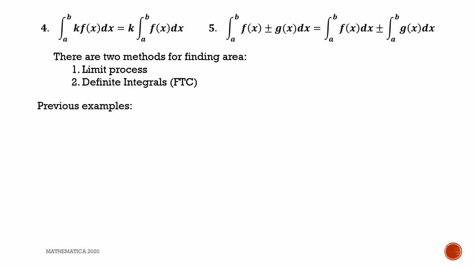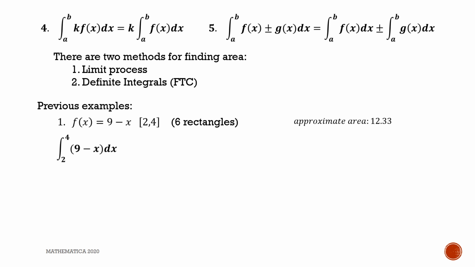So let's take a look at some previous examples done in other videos. We evaluated this last function in the previous video, and we used 6 rectangles and the limit process to approximate the area. And when we did so, we found the area to be 12.33. Now we're going to use a definite integral. Now we know that the upper limit is 4 and the lower limit is 2, and we have our function 9 minus x.